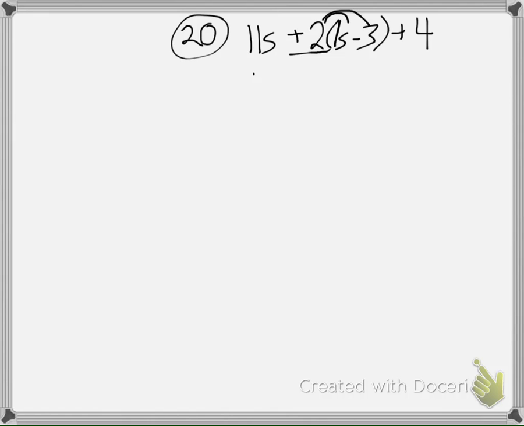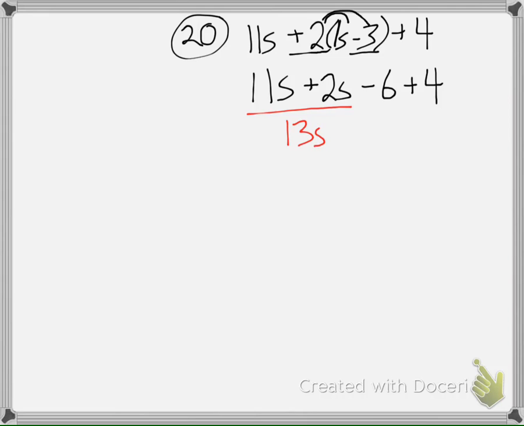So I get 11s, and then 2 times 1 is 2s, so plus, since it's positive, 2s. And then positive 2 times negative 3 is negative, or minus 6, plus 4. And then we combine our like terms, which are 11s and 2s. So that gives us 13s. And also negative 6 and positive 4, which gives us negative 2, which we write as minus 2. So that simplifies to 13s minus 2.